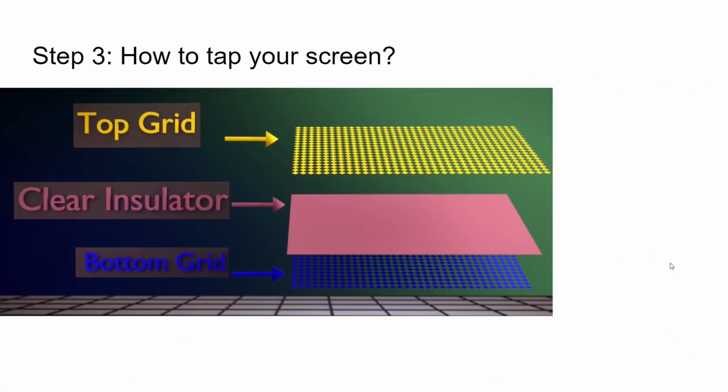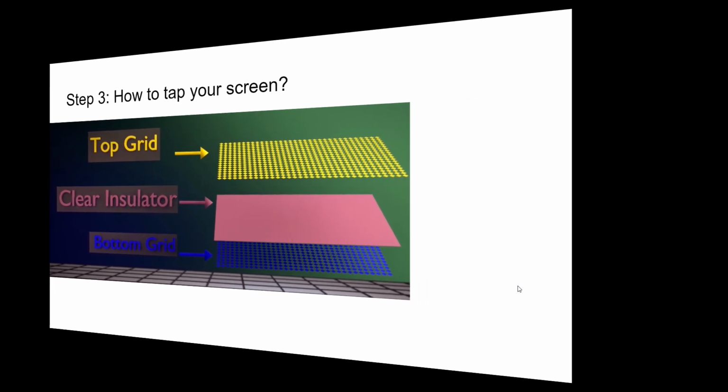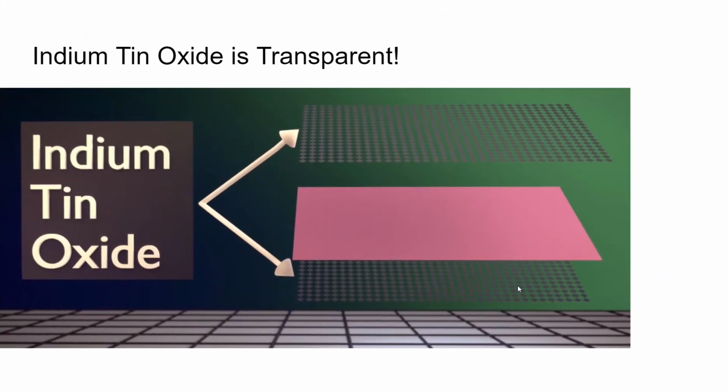Step 3 is for people who don't know how to tap your screen. So, before you can know how to tap your screen, I need to show you how your screen works. So, this is under your screen. There's a bottom grid, an insulator, and a top grid. The grids are made of indium tin oxide, also known as ITO. It's transparent, and the most important part is a conductive material, so it can conduct electricity.